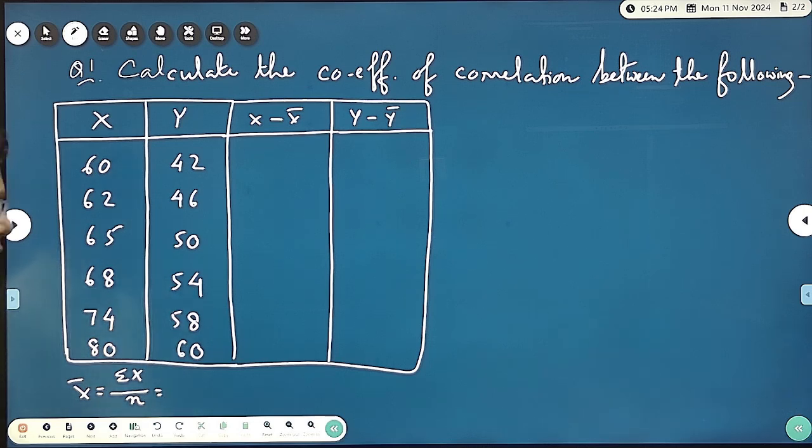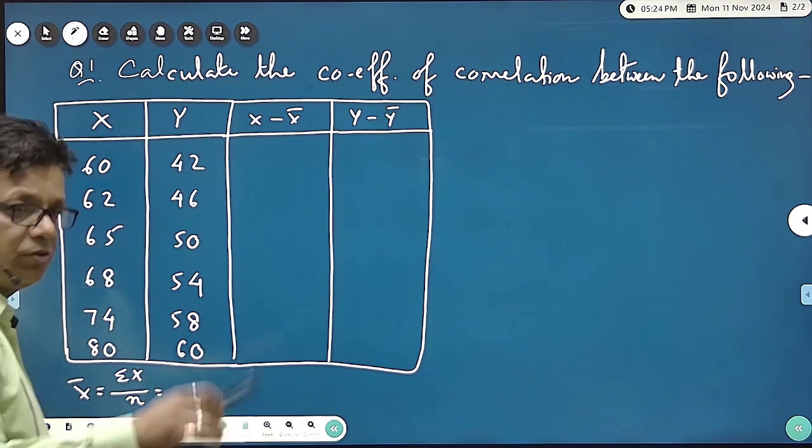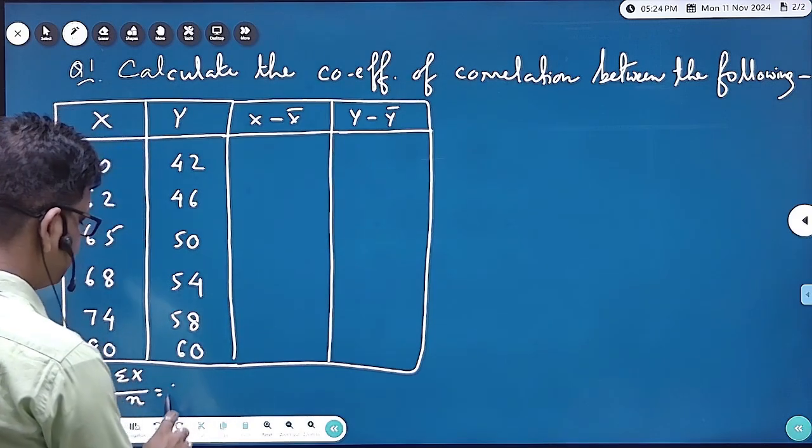x bar is the summation of x divided by n. The n means how many numbers: 1, 2, 3, 4, 5, 6. So it goes like 68.16, and you can round it off to 68.16.